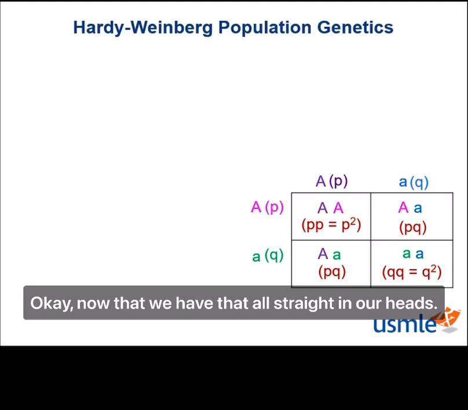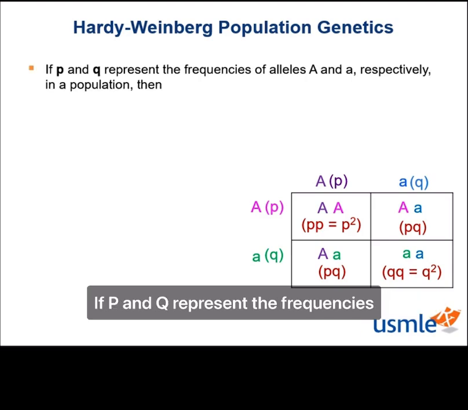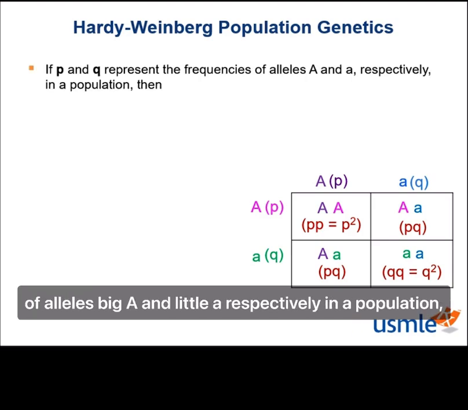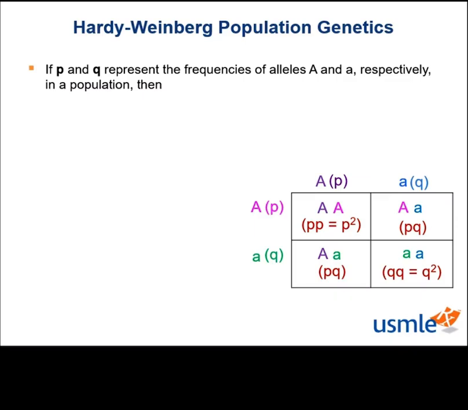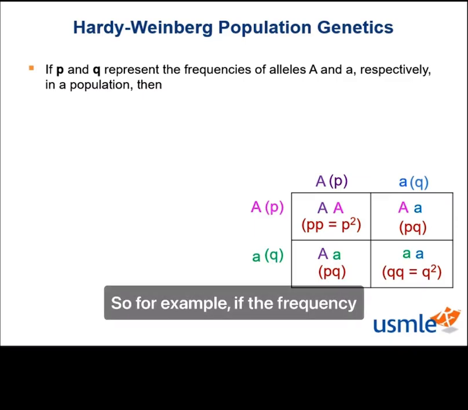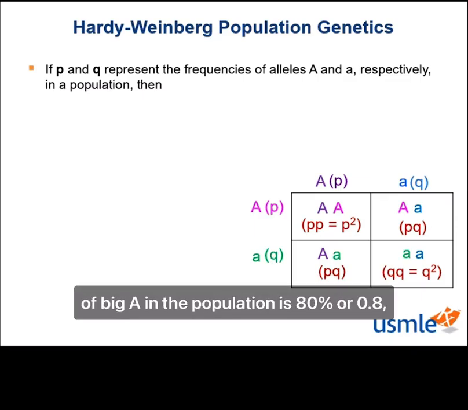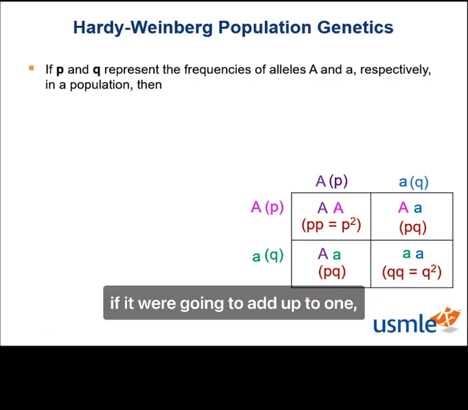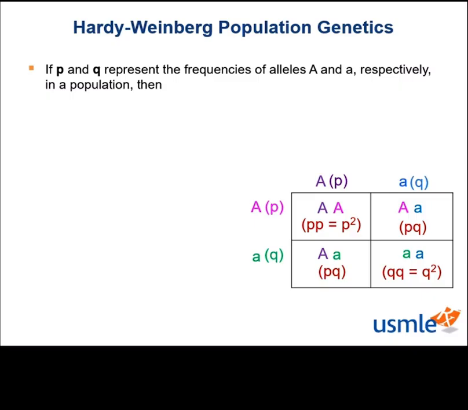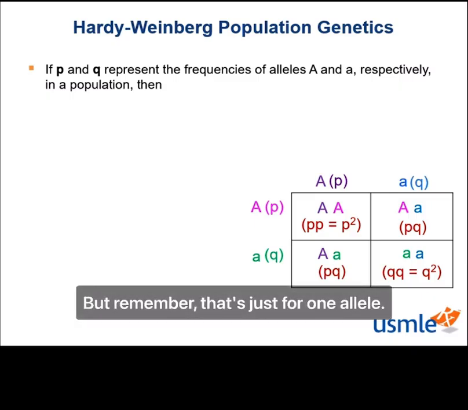Okay, now that we have that all straight in our heads, if P and Q represent the frequencies of alleles big A and little a respectively in a population, then P plus Q should equal 1. So for example, if the frequency of big A in the population is 80% or 0.8, then the frequency of little a in the population, if it were going to add up to 1, would have to be 20% or 0.2. But remember, that's just for one allele.